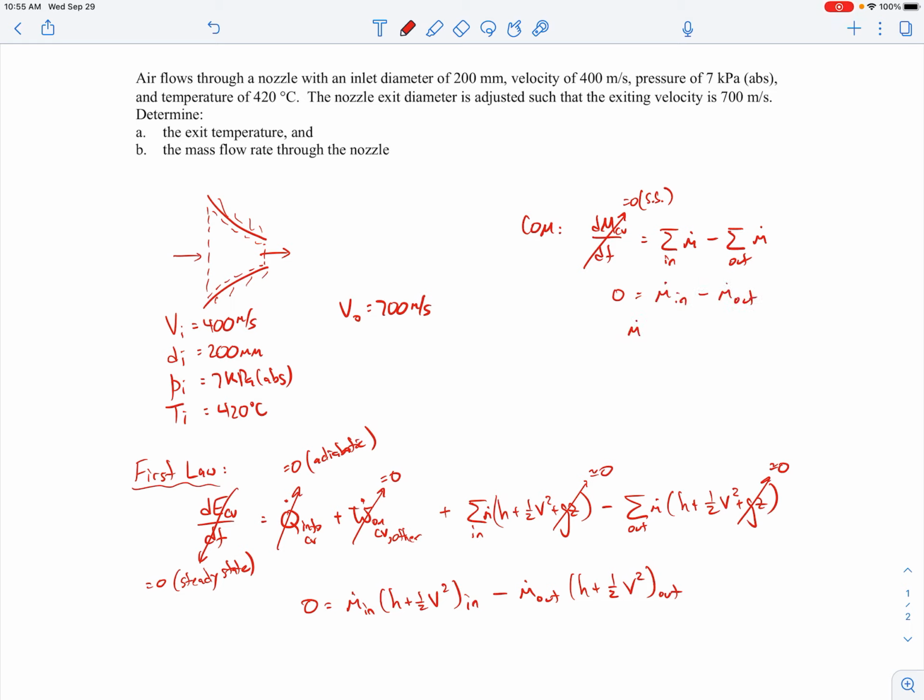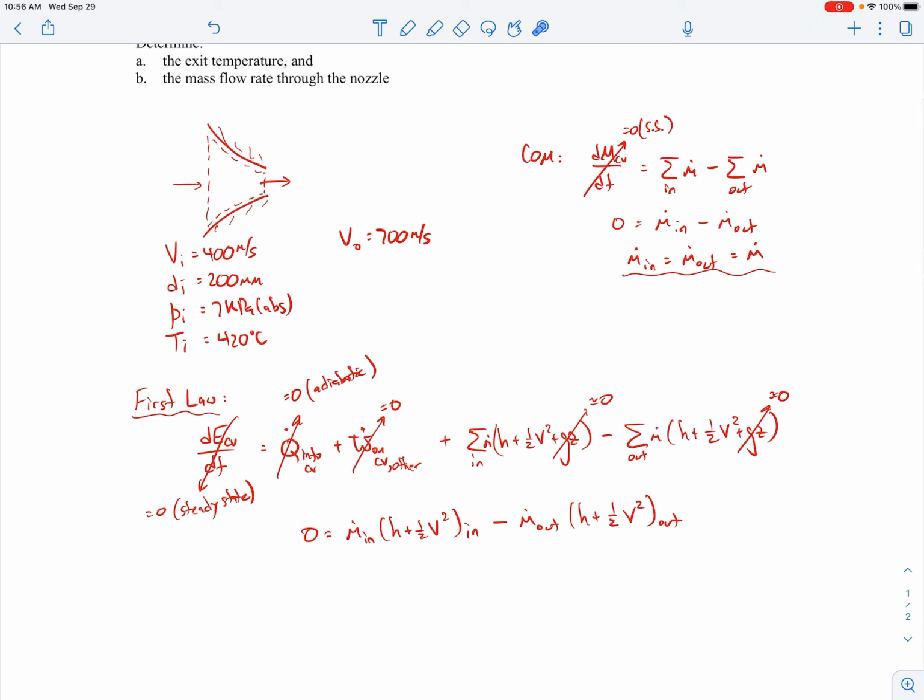And so what we see is that m dot in is equal to m dot out. I'll just call it m dot for convenience. So conservation of mass just tells us the mass flow rate through this nozzle remains constant. So when we come down here, this m dot in and that m dot out will cancel one another because they're the same. Now what we're left with is, if I just do some rearranging, it'll look like the following.